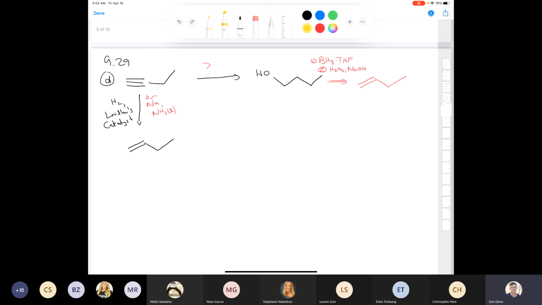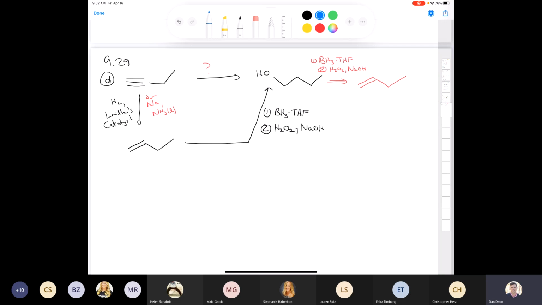The reason why is because anytime that we can avoid using sodium metal, we will. So then all we have to do is take this, and we're going to treat it with borane and THF, and then in the second step with peroxides and sodium hydroxide, like that.